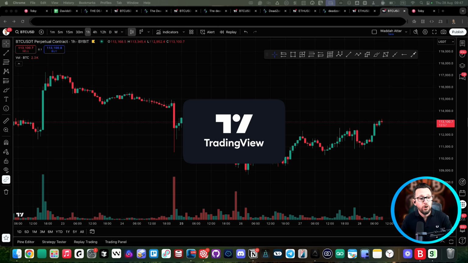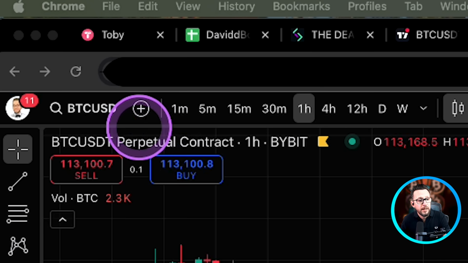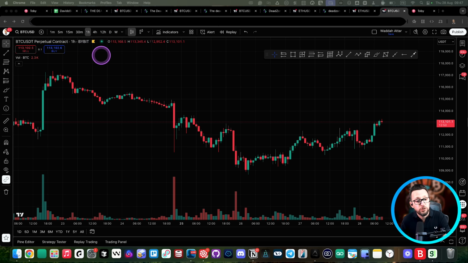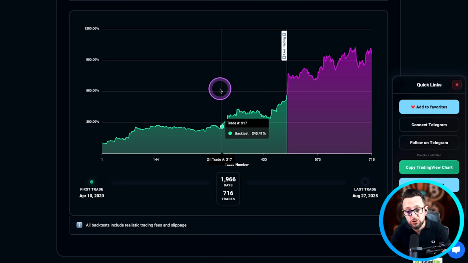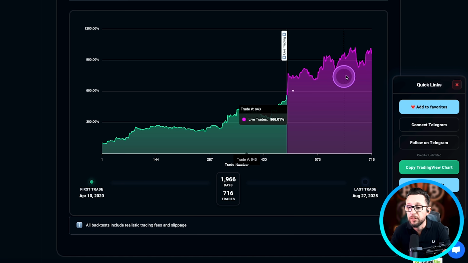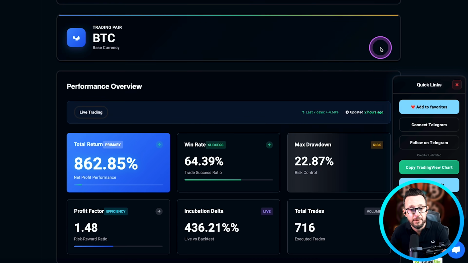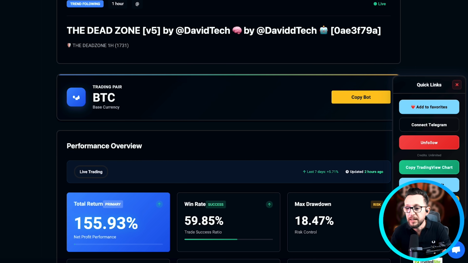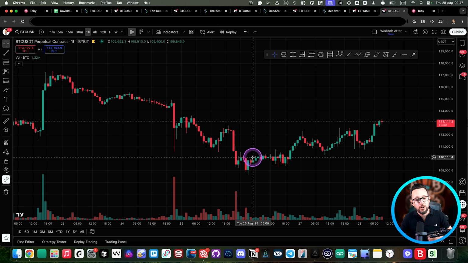Okay, here we are on TradingView. I'm on Bitcoin on the 1 hour time frame. This trading strategy works extremely well on the 1 hour time frame. As you can see in the live trading and backtesting results, we work on the 1 hour, 30-minute and 15-minute time frame. I'm going to go through all of these in more detail in a minute, but first of all, let's see what's behind the strategy.